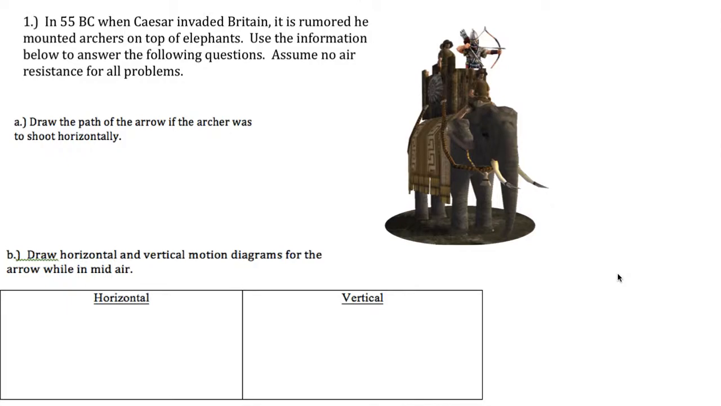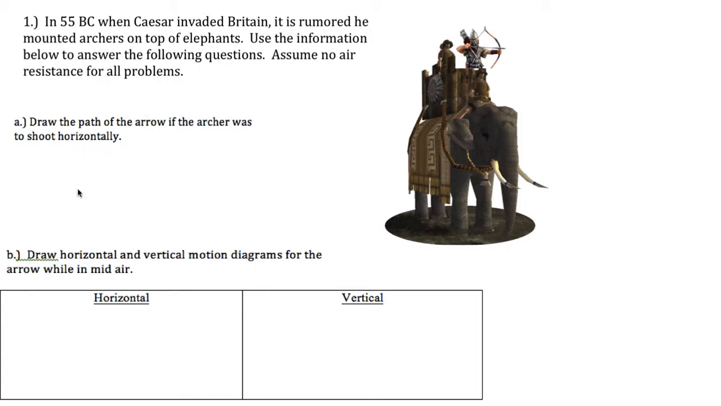Hey guys, problem number 1 on this pretest. It says in 55 BC, when Caesar invaded Britain, it is rumored he mounted archers on top of elephants. Use the information below to answer the following questions, assuming no air resistance for all these problems. Meaning no friction, right?